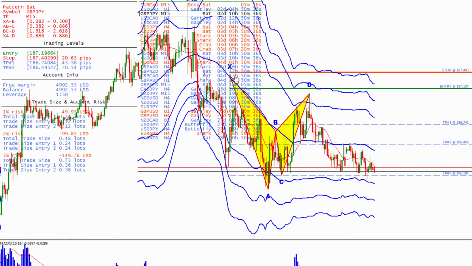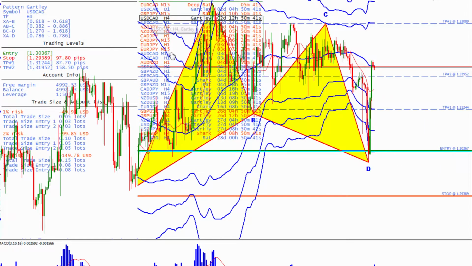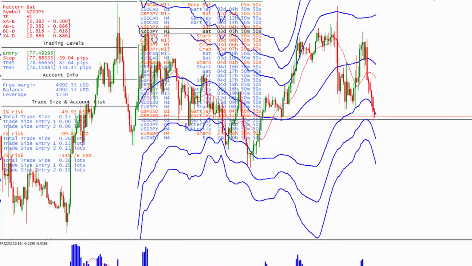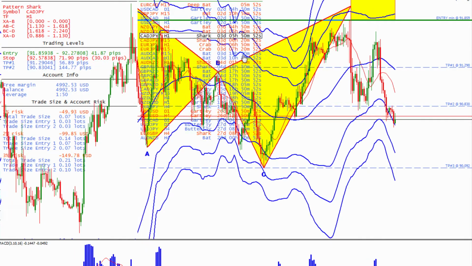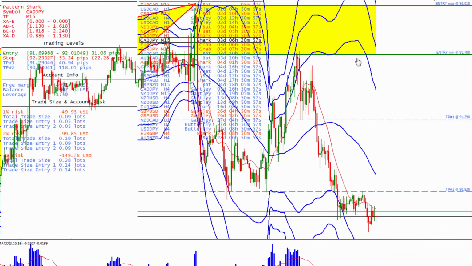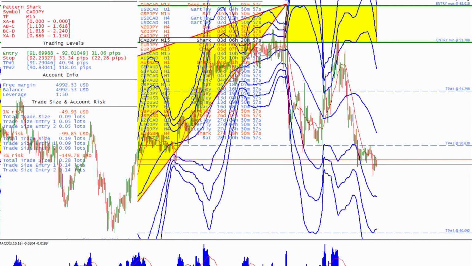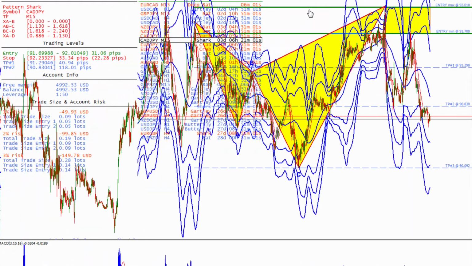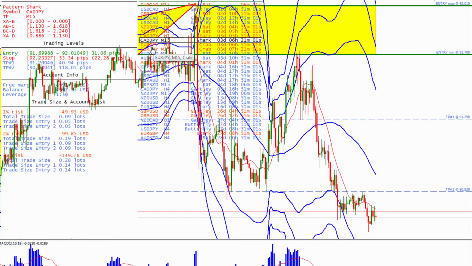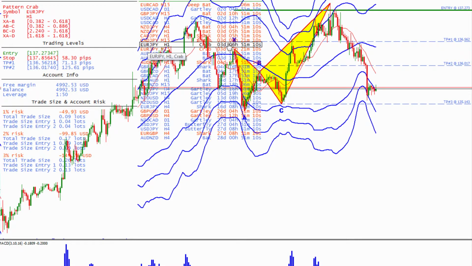Watch this. You see the pattern X, A, B, C, D. Don't worry about the symbol. See the pattern X, A, B, C, D. Another one, X, A, B, C, D. What's happening is that through the use of our scanner, you're training your eye to see these particular patterns. The goal is for you to continuously train your eye.